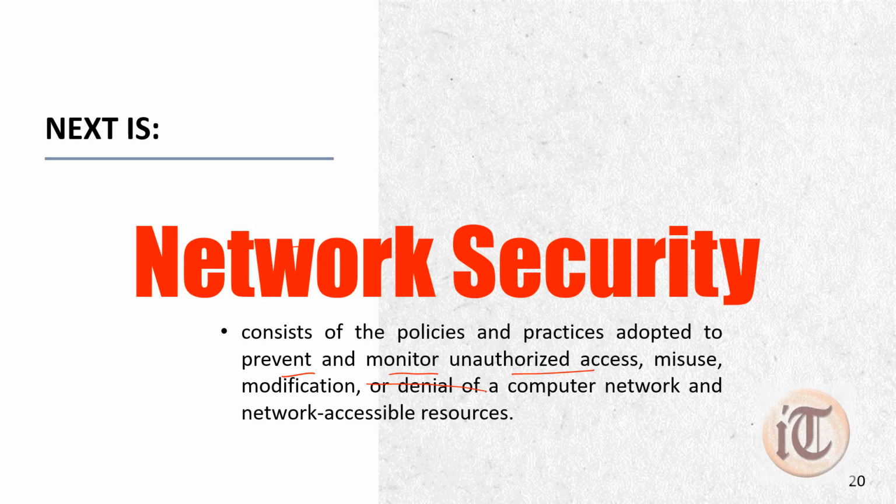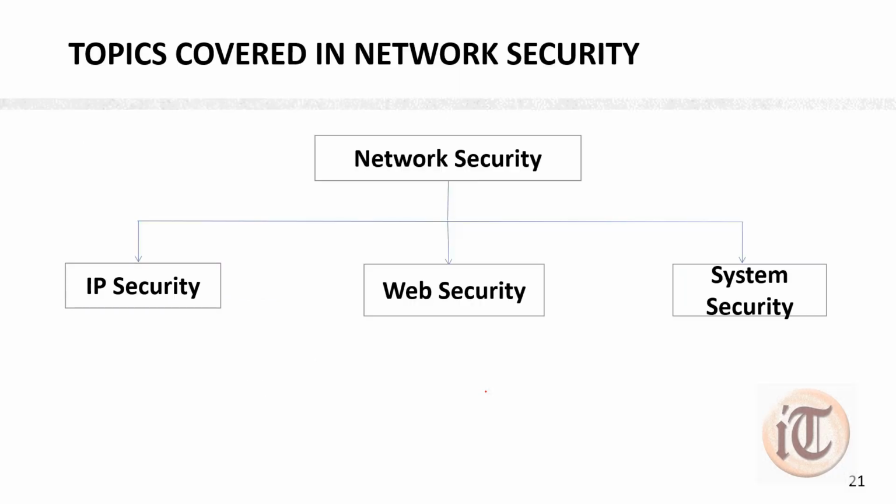So in this network security concept, we will divide it into three parts: IP security, web security, and system security. In IP security, we will discuss the architecture which uses two protocols to secure the traffic, or you can say the data flow. So we will discuss this in IP security.